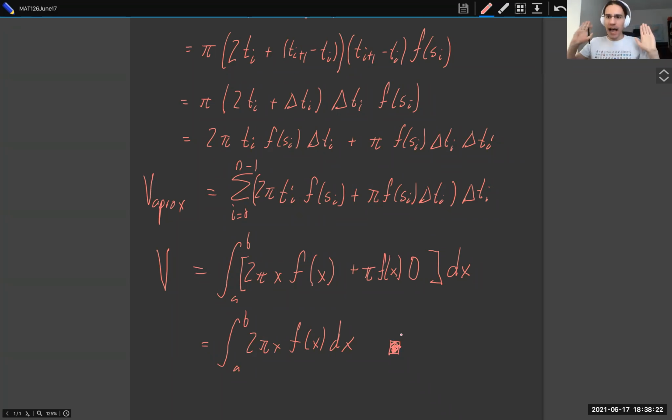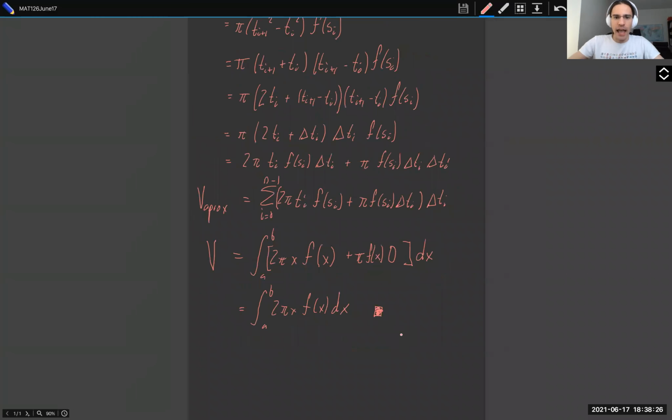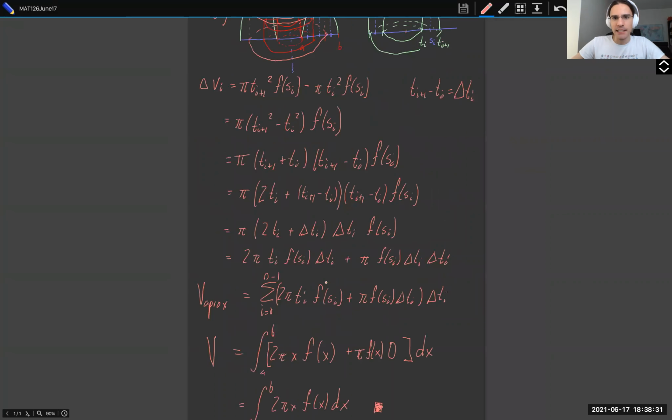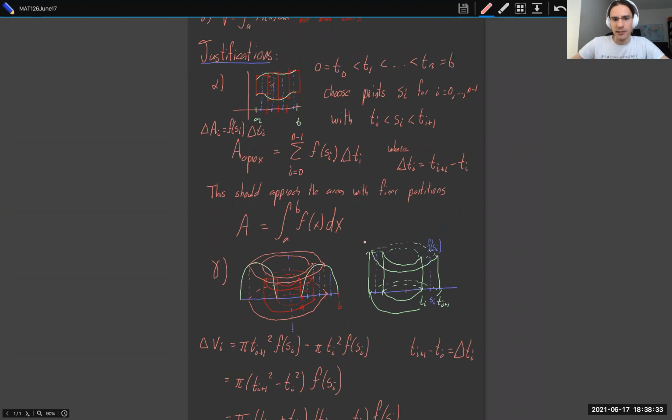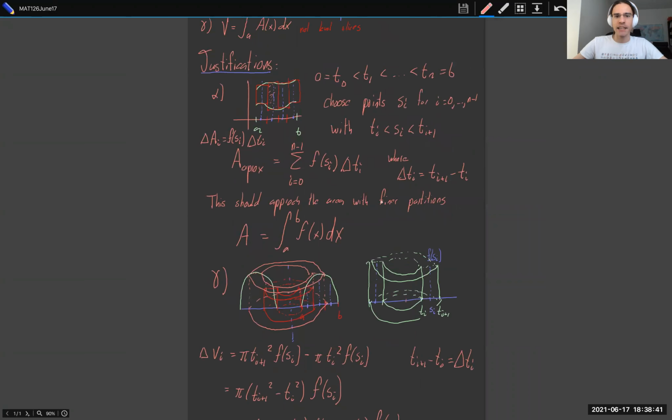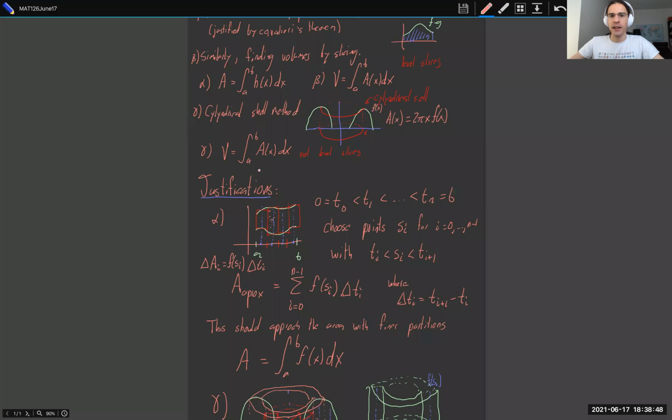And then we ask ourselves, what's the interpretation of this formula? What is the meaning of it? And the meaning of it is that this expression right here, 2 pi x f of x, that's the area of one of these cylindrical shells. And so the result is that I can just integrate the area of the cylindrical shells, and that'll in fact give me the correct volume of the region, right? How do I justify that? Why is this formula true?